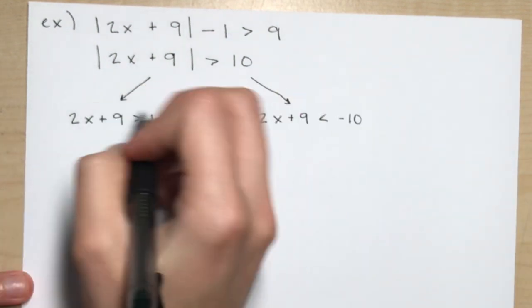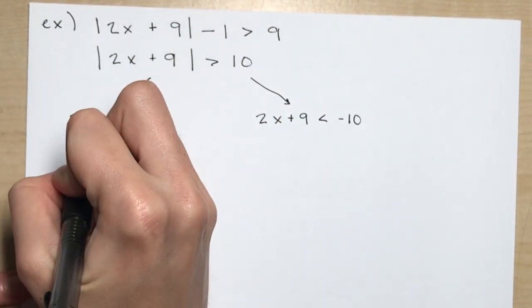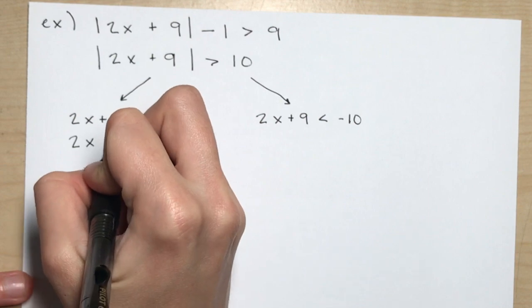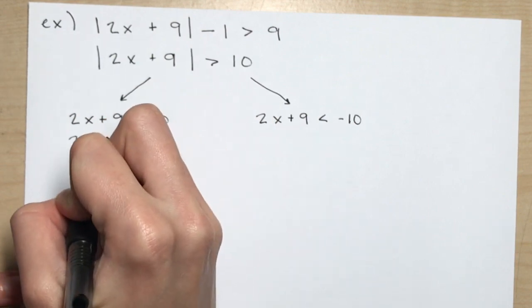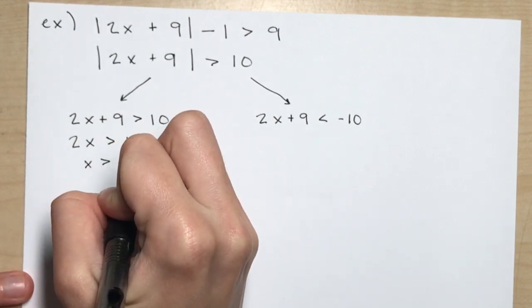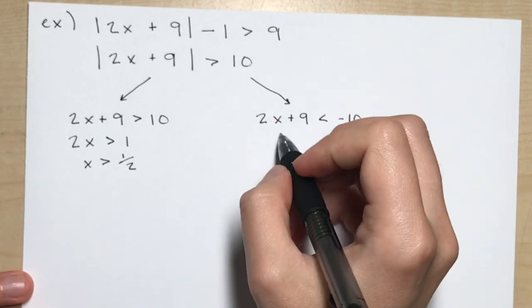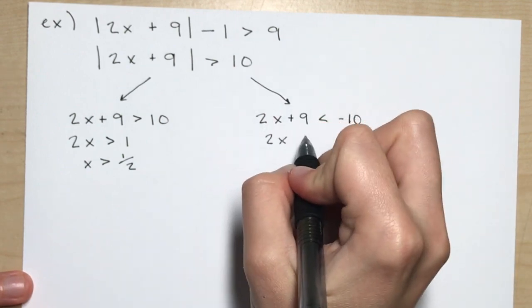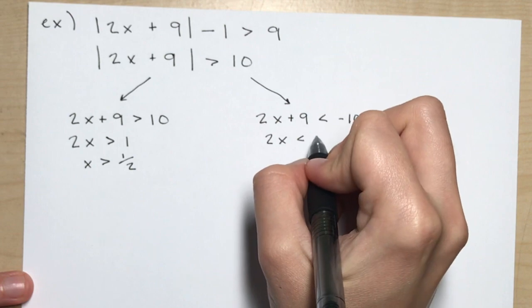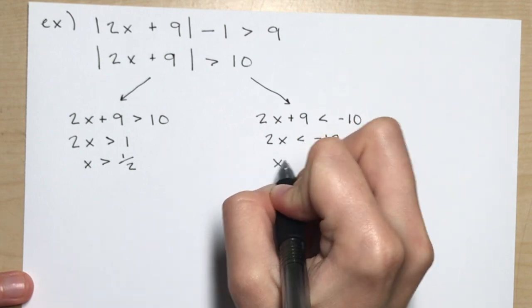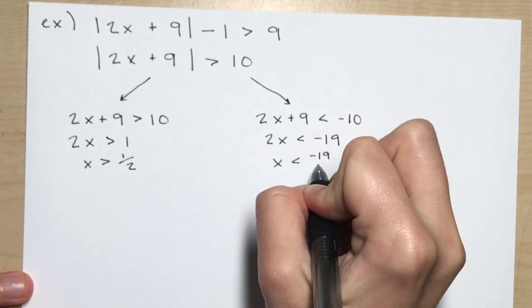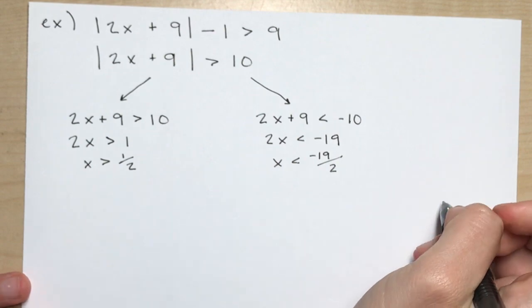So what does this give us? Now we solve these both. We have 2x is greater than 1, so x is greater than 1/2. And we have 2x is less than, we bring the 9 over, we get negative 19, so we have x is less than negative 19/2.